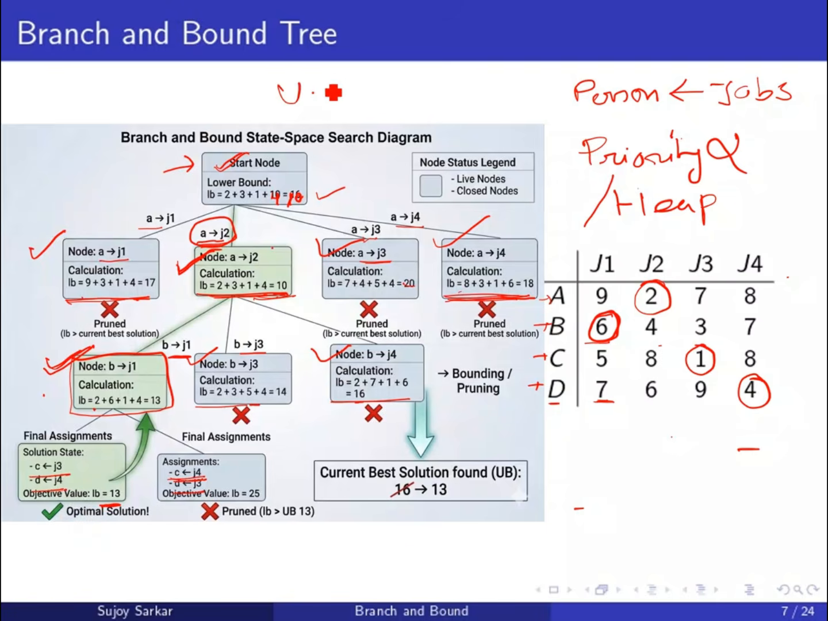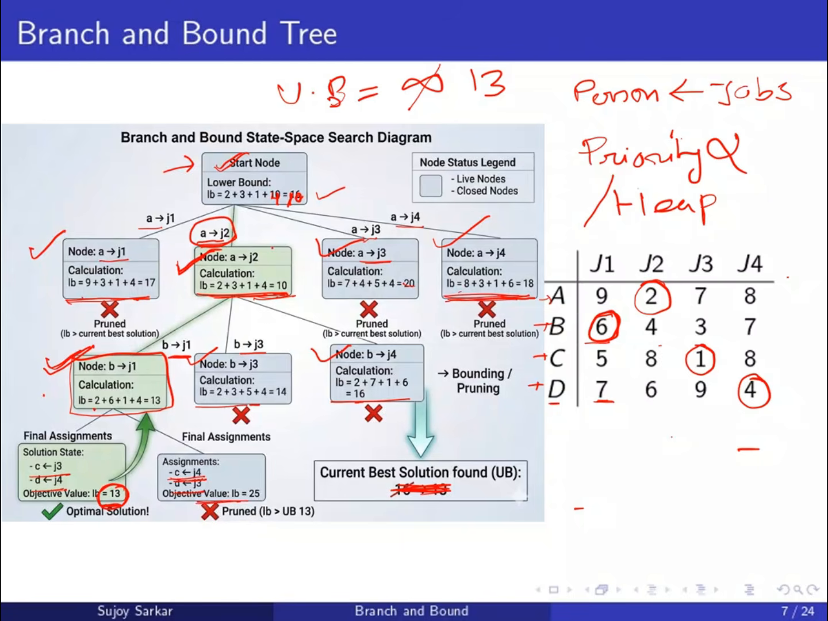So we'll now update the upper bound. Initially we set the upper bound to infinity, and if we find a solution whose cost is lesser than the upper bound, we'll update it to that. So the upper bound will be updated to 13. This is wrong, don't look here. Fine. Next we'll go to this one.